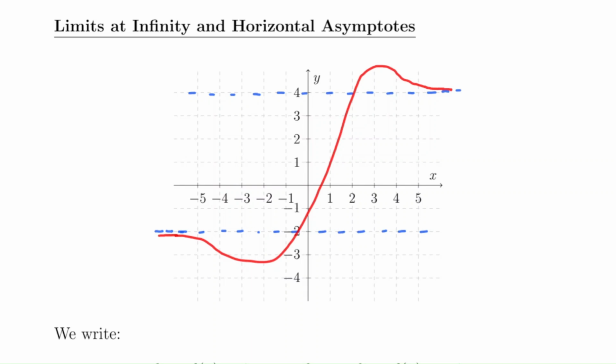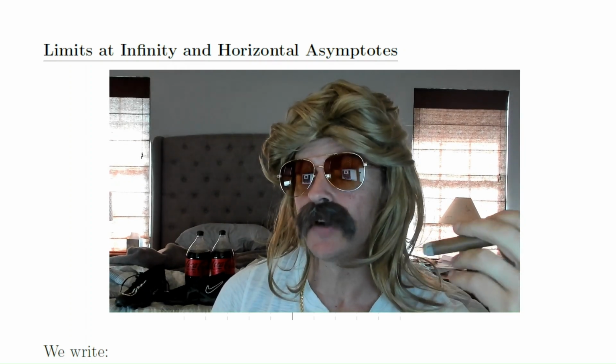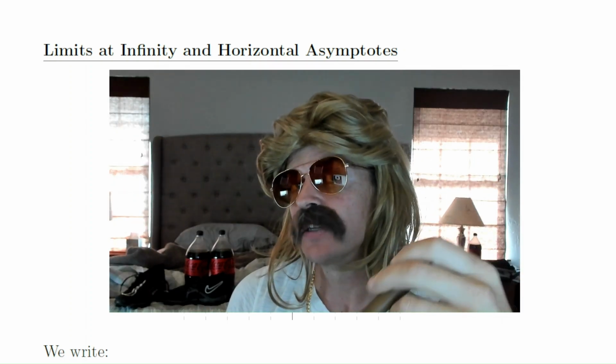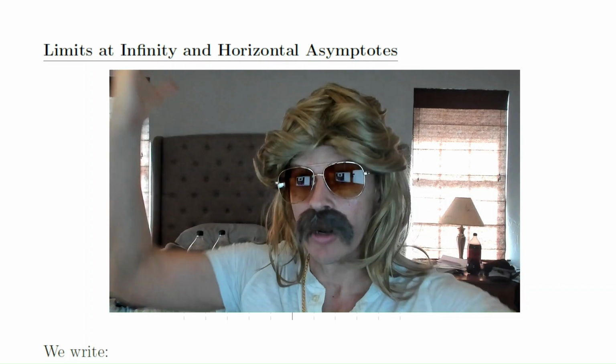Well, in the last couple of videos, we talked about vertical asymptotes and infinite limits at a point. But now we're going to talk about limits at infinity and horizontal asymptotes. Now, the thing about limits at infinity is we're not talking about what happens with the function near a point, like x equals 3. We're talking about what happens to the function as we plug in bigger and bigger numbers, like 100 or 1,000 or a million.